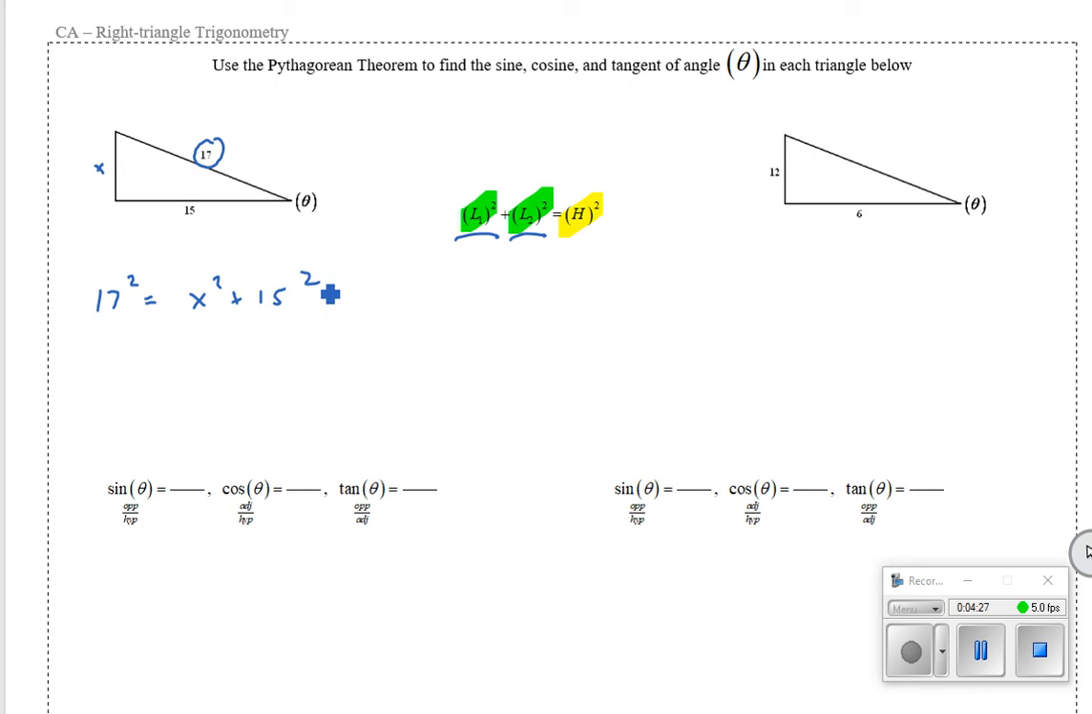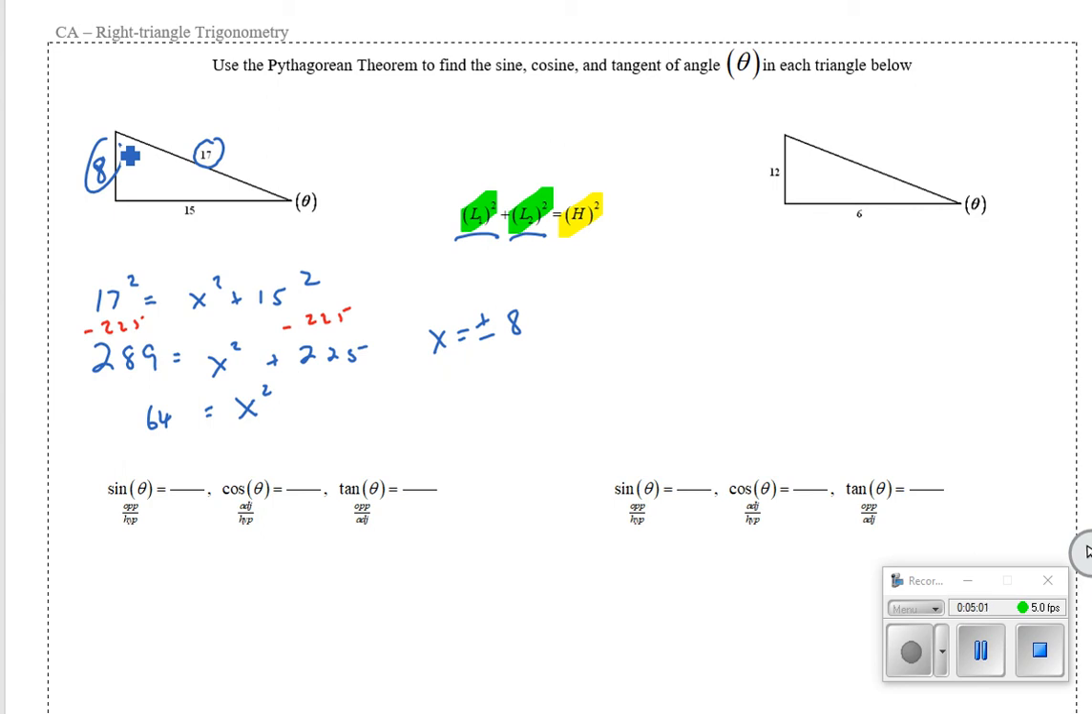Now, if you need to use your calculator, look it up, but 289, 225, solving the equation, x squared, swinging that over, change the sign, add a negative 225 to both sides. x squared equals 64. So algebraically, x would be either positive or negative 8, but since we're talking about lengths, I'm going to say that x is 8.